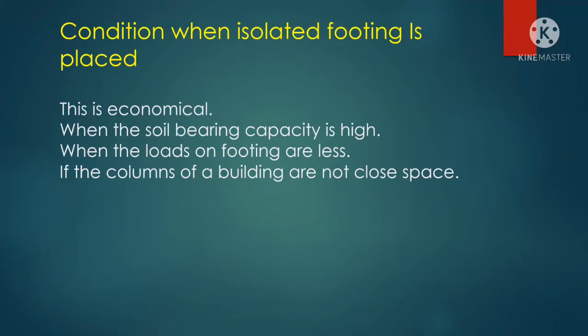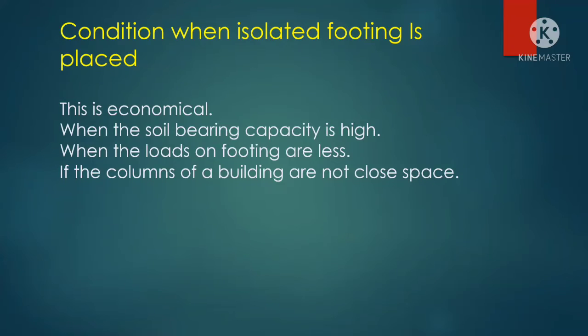Okay, so the last one is going to answer you for all these three conditions listed prior to this, because if the columns of building are not close spaced, it means your columns are not placed adjacent to each other, they are placed at much more distance, so that you need to give a separate footing for each and every column. That time you are going to place an isolated footing. Isolated means individual. For each individual column, you need to place an individual footing, and that's why we call it an isolated footing.